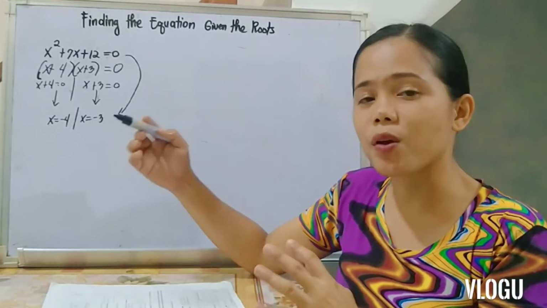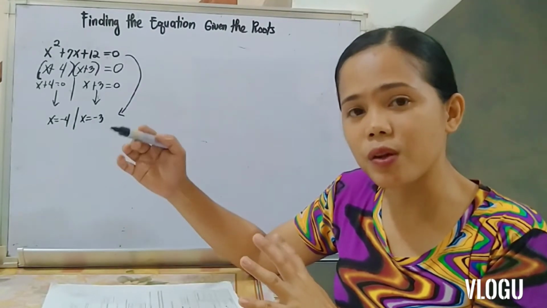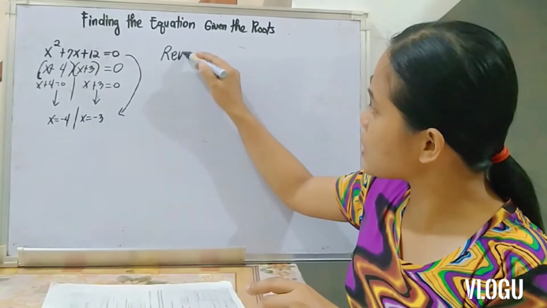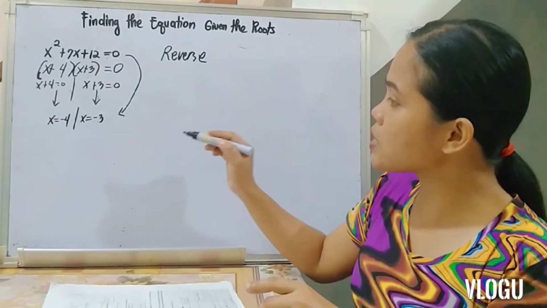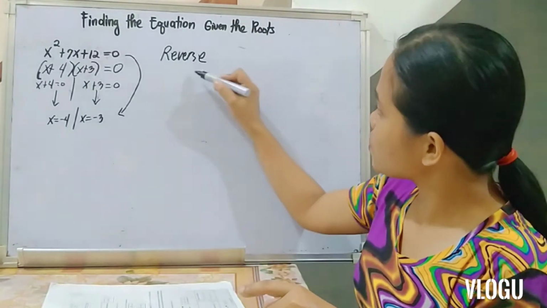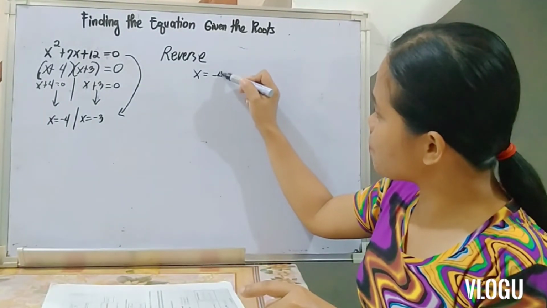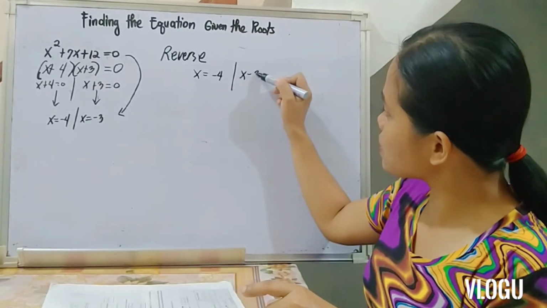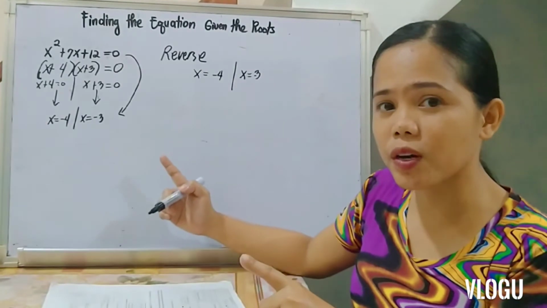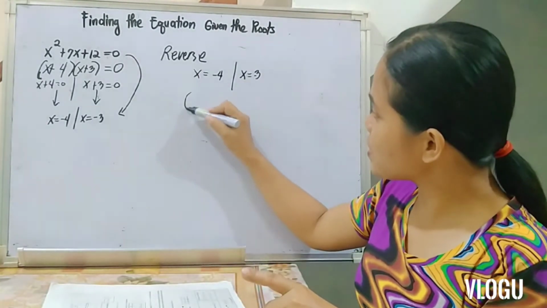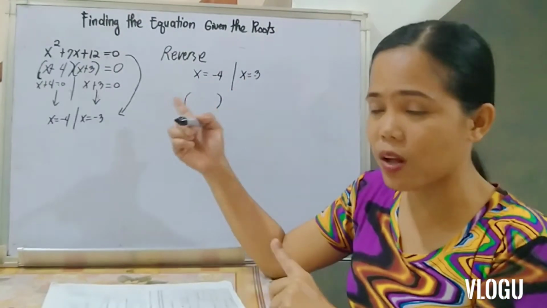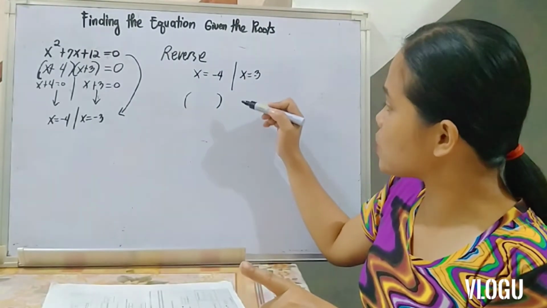What if we are given the roots and then we need to find the equation? So we reverse the process. Our goal this time is to get x squared plus 7x plus 12. So you have x equals negative 4 and x equals negative 3. Okay, so we are just going to work backwards. In this case, to get the equation x squared plus 7x plus 12 equals 0, these are the steps that we need to do.